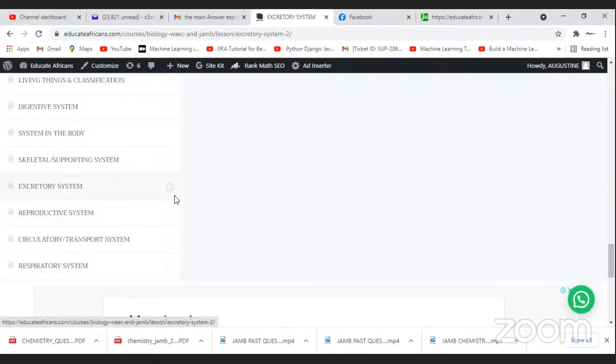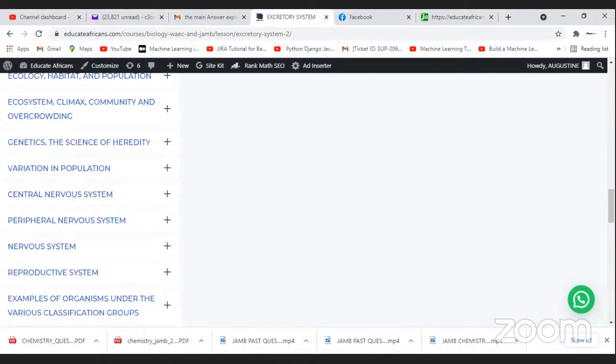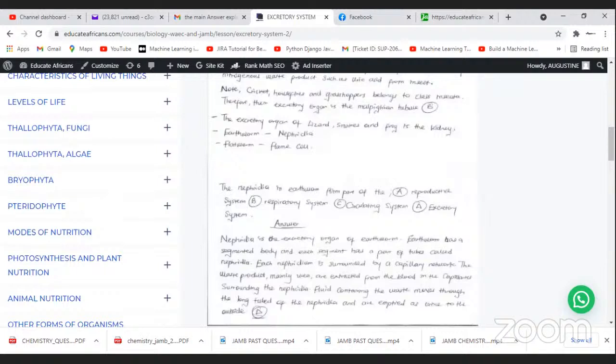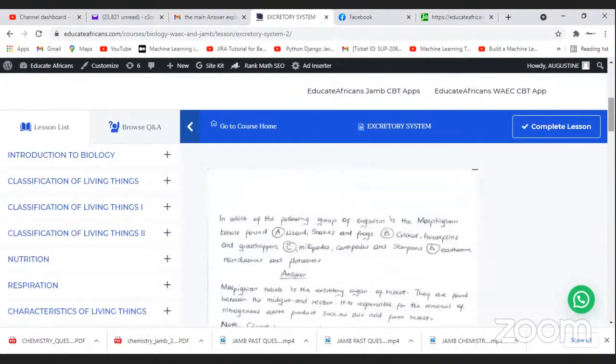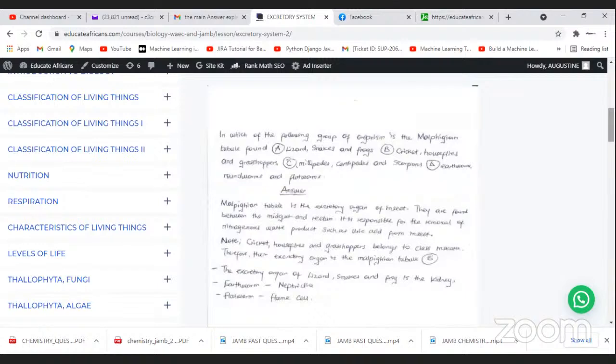Let's look at another system, the excretory system. Excretory system. Okay. System through which waste is the Malpighian tubule found in crickets, house lice, and in earthworm, round worm, flat worm. Answer, insects.